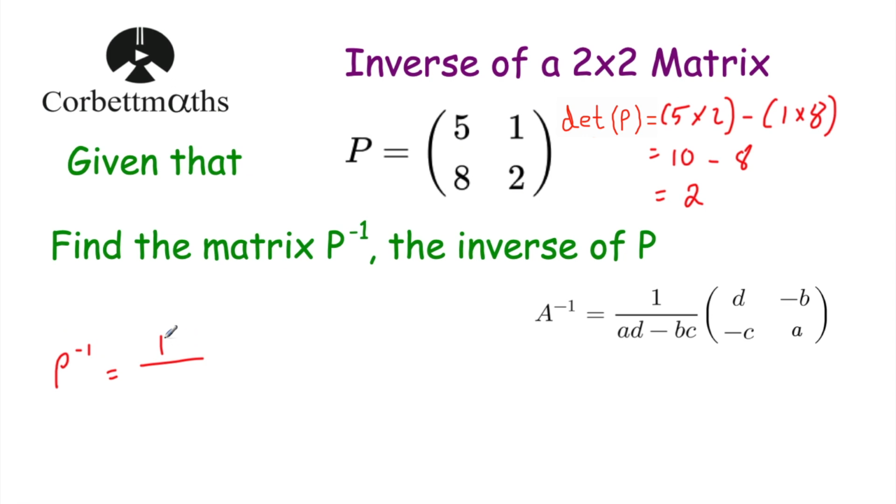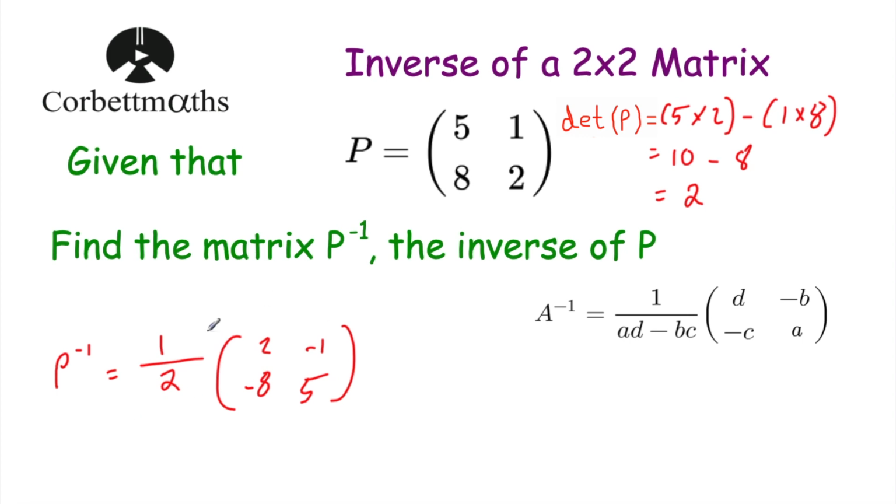So for the inverse matrix, we're going to write 1 over 2, 1 over that determinant, and then we're going to write the matrix D, negative B, negative C, A. In other words, we swap these two elements around, so we're going to write a 2 here and a 5 here, and we're going to change the sign of these elements. So it was 1, so we write -1, and it was 8, so we're now going to write -8, and then that's it. So the inverse matrix would be equal to a half times 2, -1, -8, 5, and that's it.